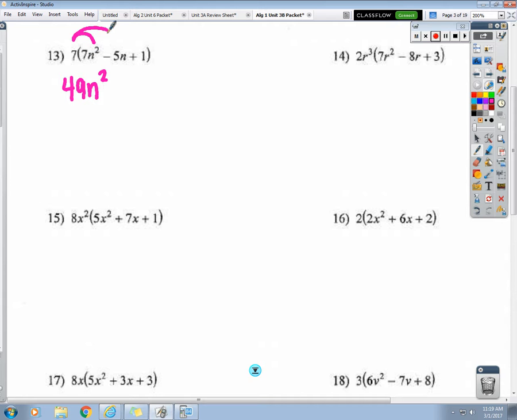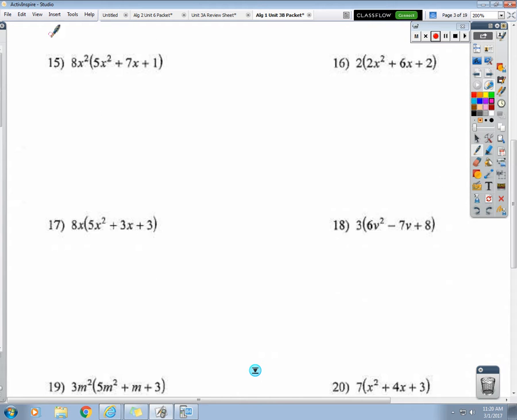7 times negative 5n is correct. And 7 times 1 is positive 7. Can you combine any of those? No. So we're done with 13. Yes, we will get to some today that can be combined. But these cannot be combined. Okay, number 15.